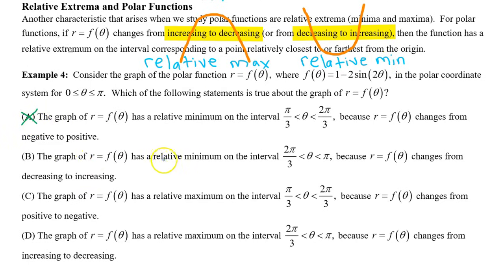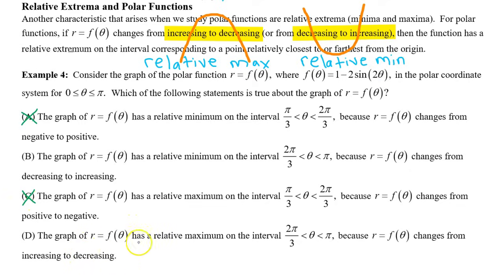Option B says r has a relative minimum on the interval because r changes from decreasing to increasing. That is what we are looking for, so B is a possibility. Option C says r has a relative maximum on the interval because r changes from positive to negative. Again, changing from positive to negative is not relevant to the existence of a relative maximum. For a relative maximum, we want r to be changing from increasing to decreasing, not positive to negative, so C will not be the answer.